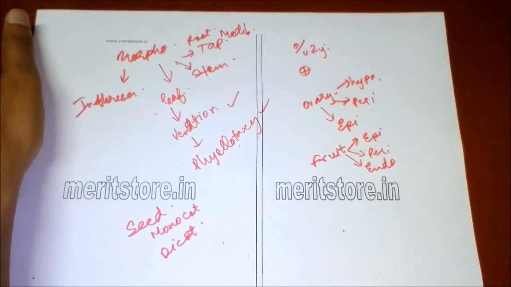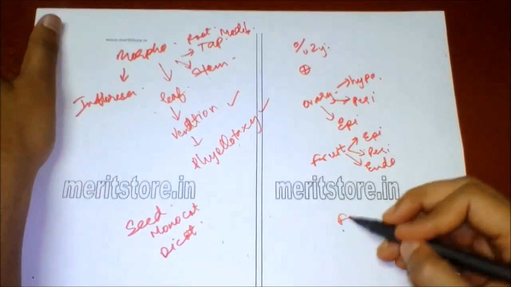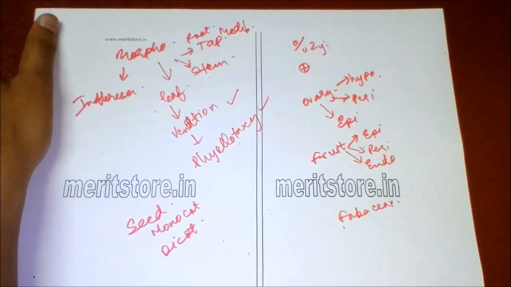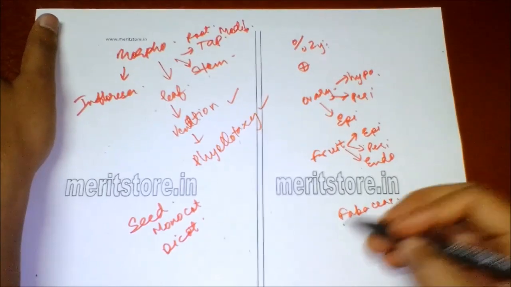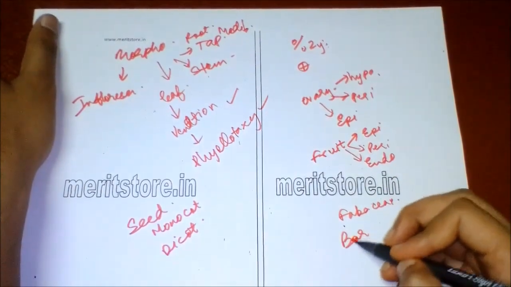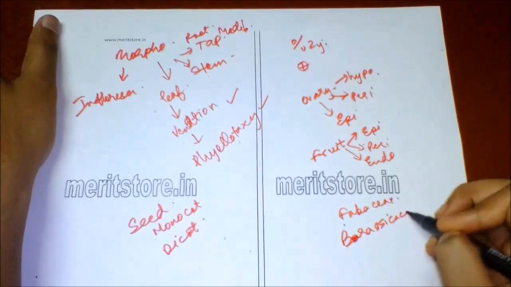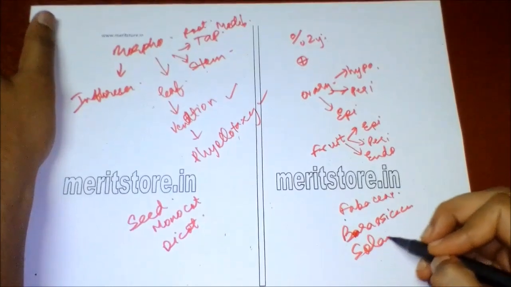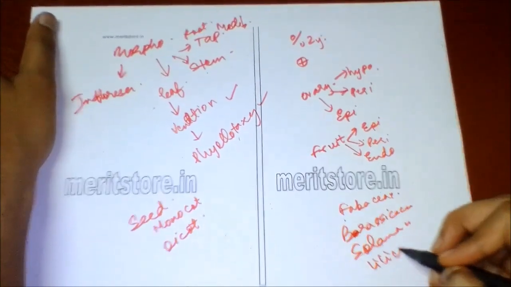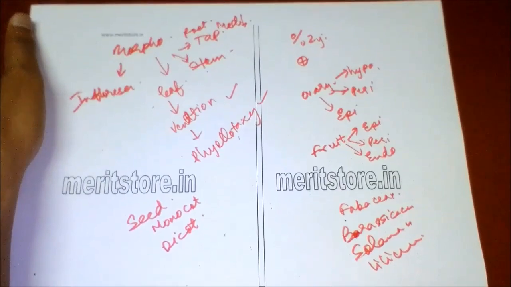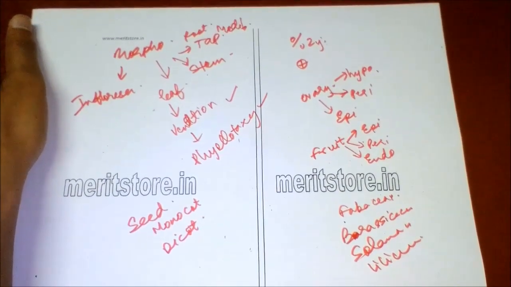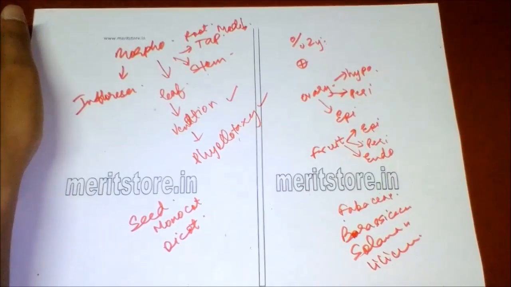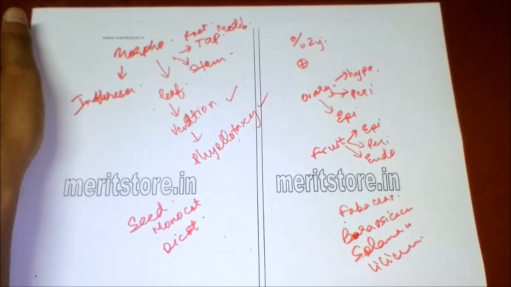Then description of a few families is given, like Fabaceae and its floral formula, which is important and which you can remember. Brassicaceae is given in our textbook. Solanaceae is given, and Liliaceae. These are a few which are sufficient for your level to understand and write the floral formula. The more you go through the textbook, the more you will remember the examples.